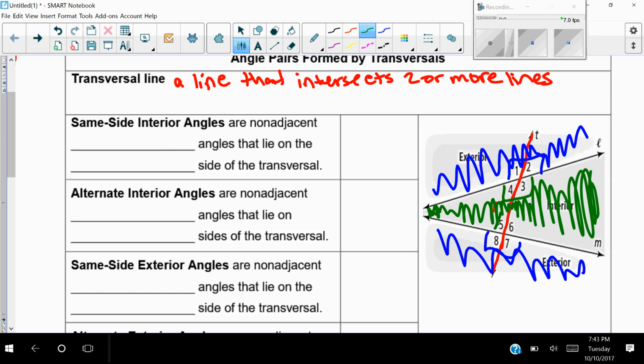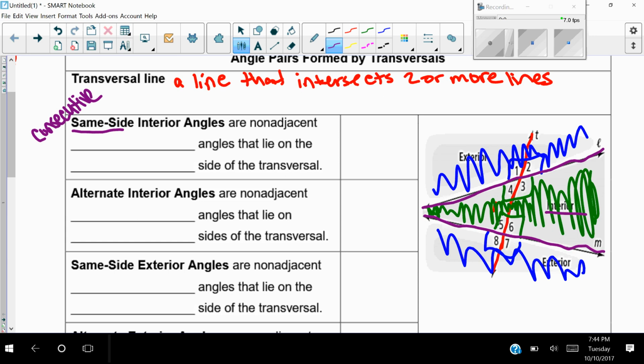Those are in between my lines, my parallel lines, or my two lines. These are my lines, L and M. The angles between them are going to be the interior angles, and the angles on the outside are going to be exterior angles. So same side, this word same side, most of the time you're going to see the word consecutive, especially on the SOL. That just means same side, interior angles.